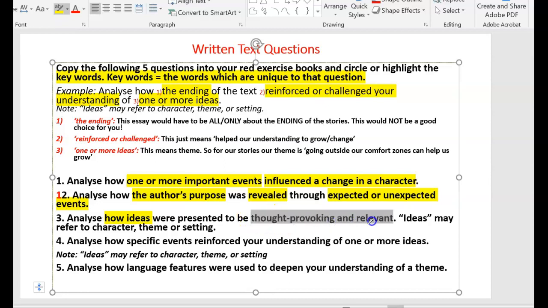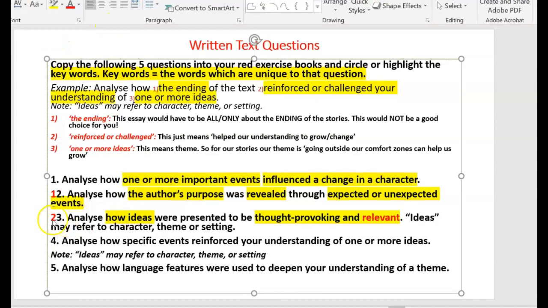Thought-provoking and relevant. That means it makes you think about something, and relevant means it's still useful to think about it now, today. So you would have to say it was useful to think about today how going outside our comfort zones can help us grow. So that's also a good question, actually. I'm going to put 2 there.